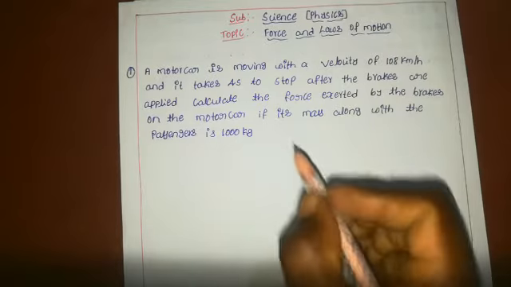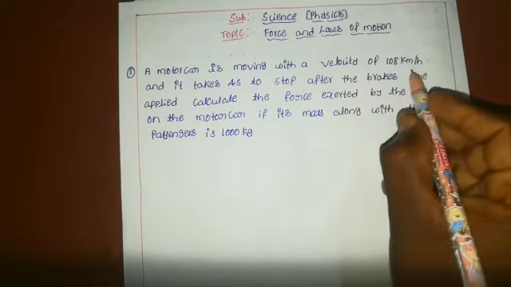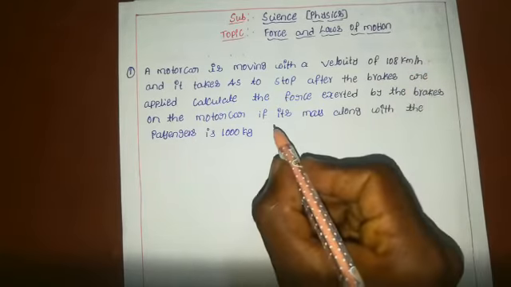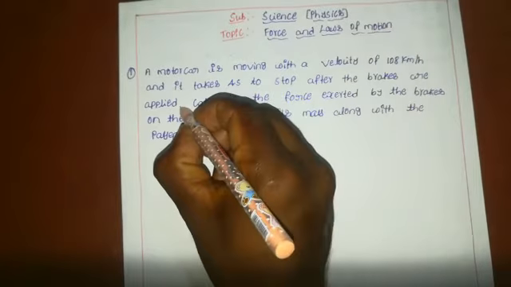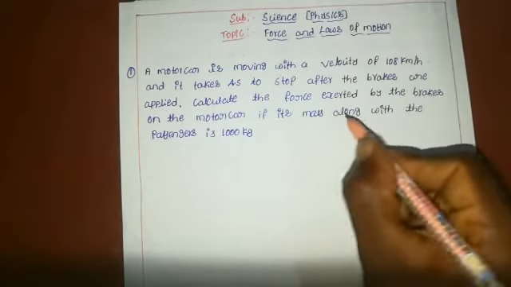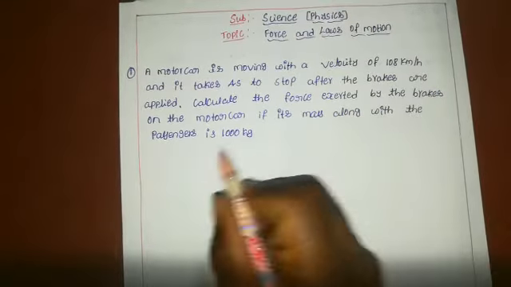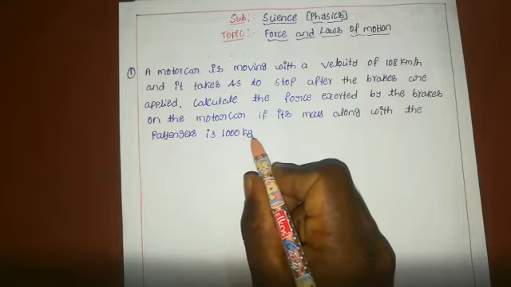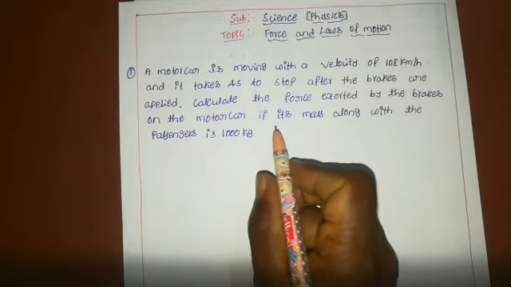Now here is one problem. A motor car is moving with a velocity of 108 km per hour and it takes 4 seconds to stop after the brakes are applied. Now we have to calculate the force exerted by the brakes on the motor car if its mass along with the passengers is 1000 kg. We have to find out the force exerted by the brakes.